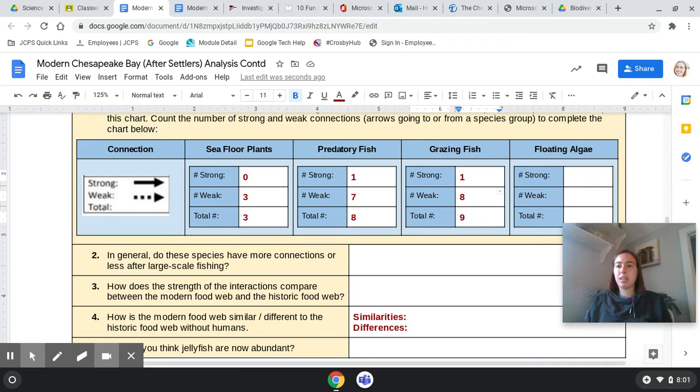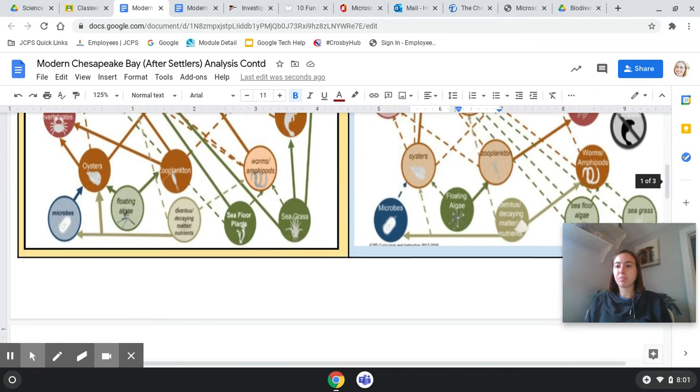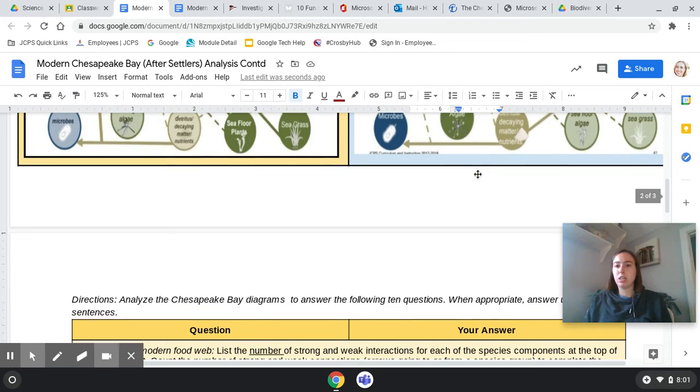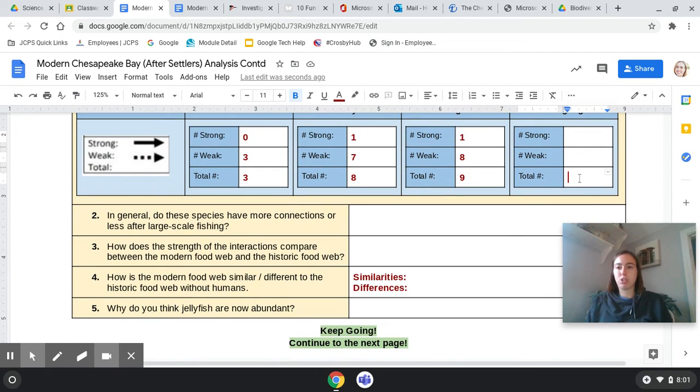Now, our last organism we're going to look at today is floating algae. So we're going to go back up and find floating algae. And here is floating algae right at the bottom of the modern food web. Remember, our modern food web has a blue background. It's on the right. And looking at floating algae, I can count 2 interactions. I've got an arrow going to zooplankton and an arrow going to oysters. And looking at those 2 interactions, I see 1 dotted line, so 1 weak, and I see 1 solid line, so 1 strong. So for floating algae, I'm going to fill in a total of 2 interactions, and I've got 1 weak and 1 strong. So I'm filling that in my chart.